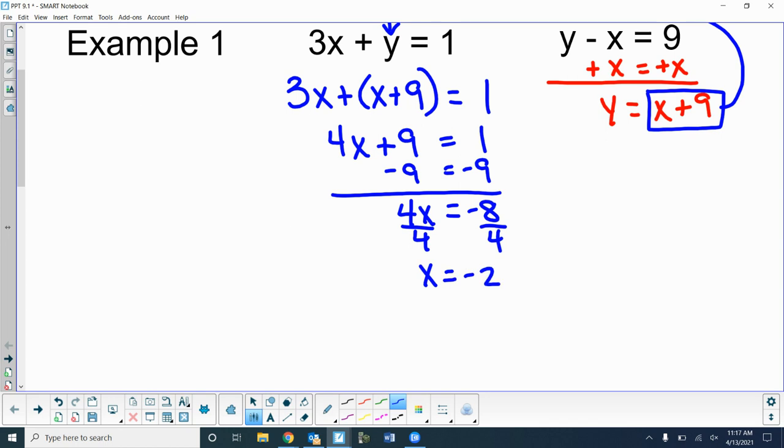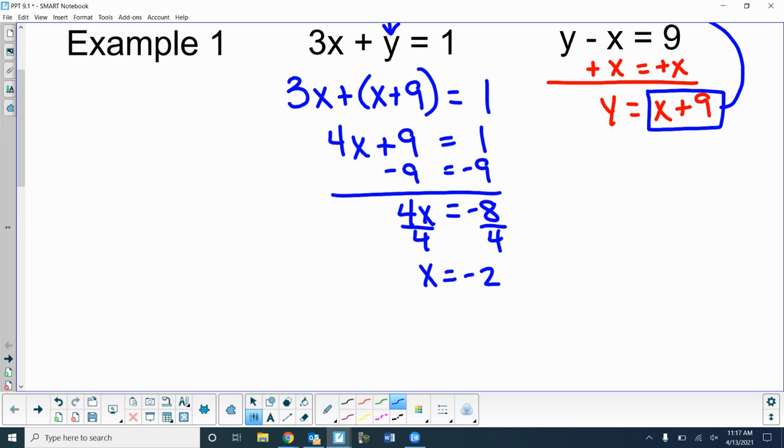Now we're not finished. Okay. Since this has two variables, an x and a y, we have to figure out what x and y are to make it a true system. All right, it's got to work. We got to have the right x value and the right y value. It's got to work in both equations to solve the system.